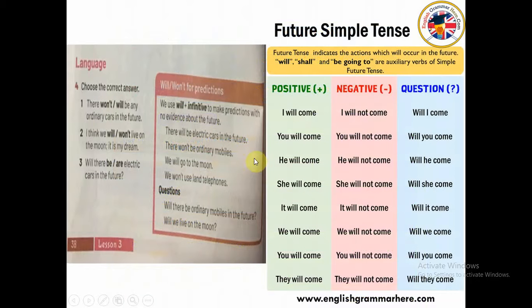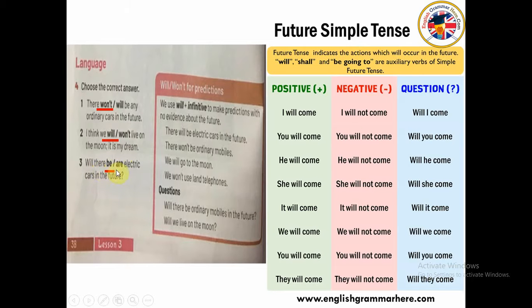Moving to the next slide. Here, you have to choose the correct answer. There won't be any ordinary cars in the future. Any refers to the negative, by the way. Moving to the next. I think we will live on the moon. This is a prediction based on no evidence.